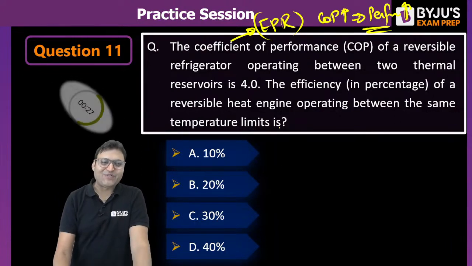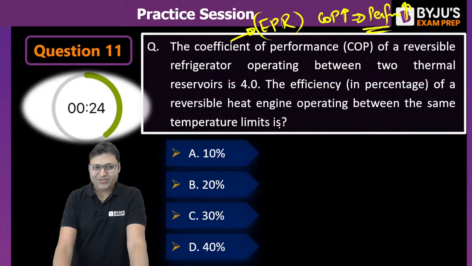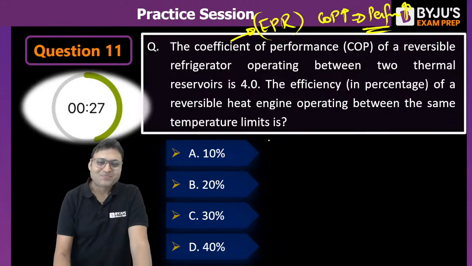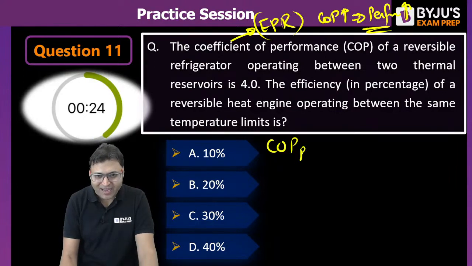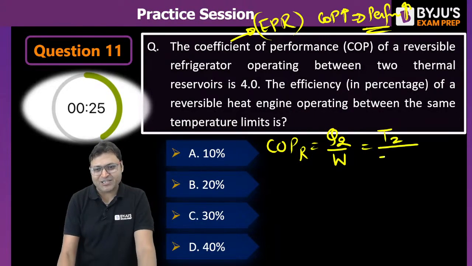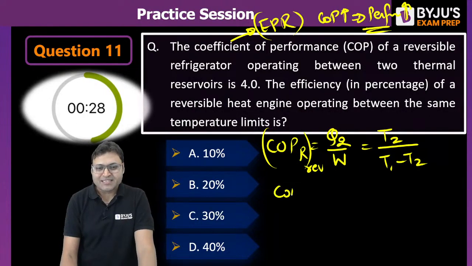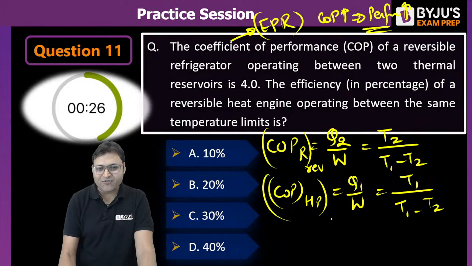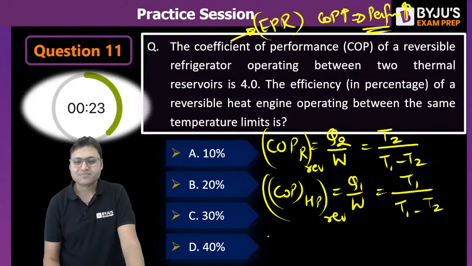What is the answer to this one? Question number 11, second last question for you. Everyone, do you remember COP for a refrigerator is equal to Q2 by W? If it is a reversible refrigerator, then T2 upon T1 minus T2. COP for a heat pump is given by Q1 by W, that is T1 upon T1 minus T2 if it is a reversible heat pump, isn't it?